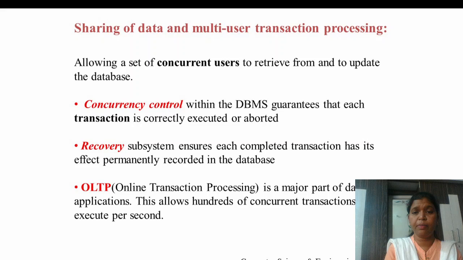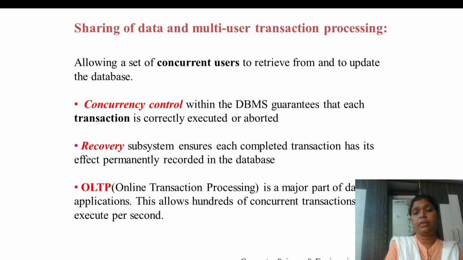Then what should happen? Because it's a real-time transaction, there should be concurrency control, that is, each transaction should be correctly executed or aborted. That is, the amount should come and the transaction is a success. Otherwise, the amount should not come and your account should not be deducted for that amount. So that should happen.